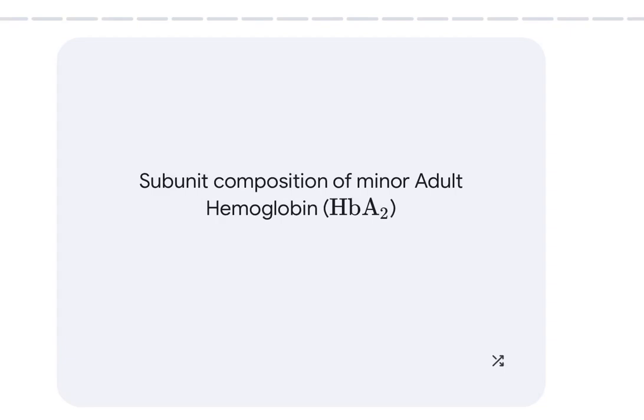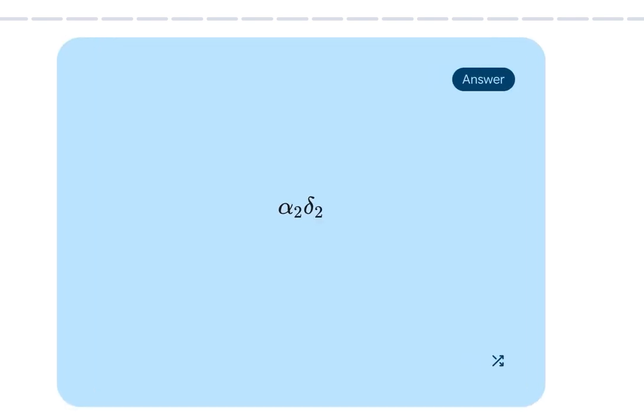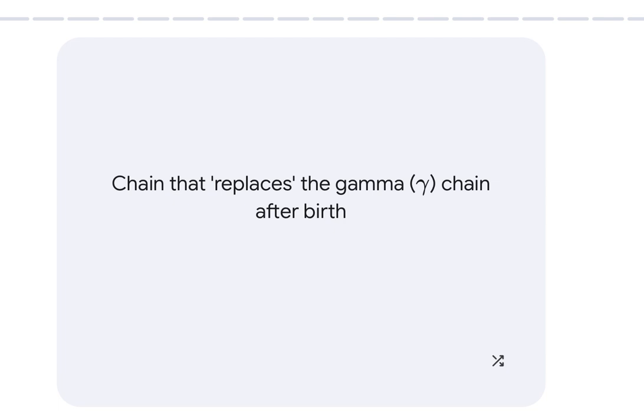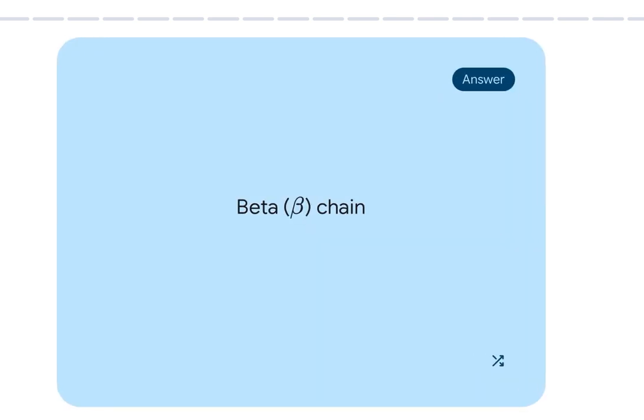So here are some flashcards regarding fetal hematology. Subunit composition of minor adult hemoglobin HbA2. It will be alpha 2 and delta 2. Then the chain that replaces the gamma chain after birth is the beta chain.